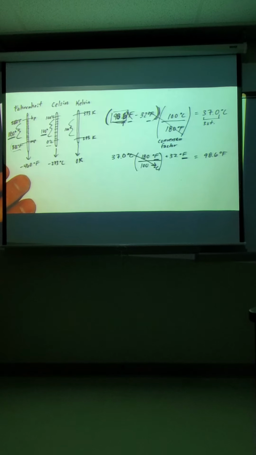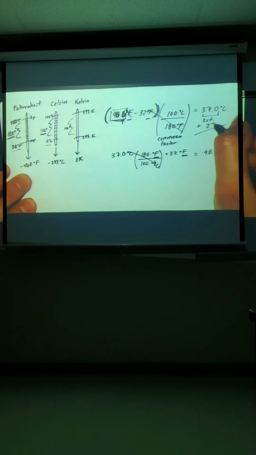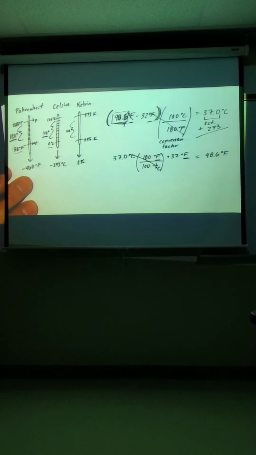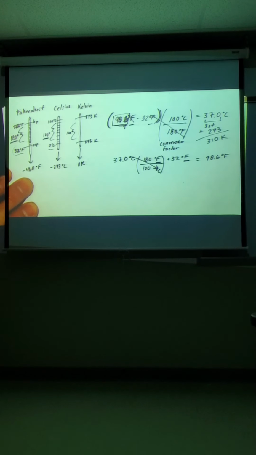If you want to convert to Kelvin, a little bit easier. You take your Celsius temperature and you add 273. So in your calculator, you're going to get 310. And be sure that that 0 matters, because if you're doing addition, we need to stay within that ones place in this situation.